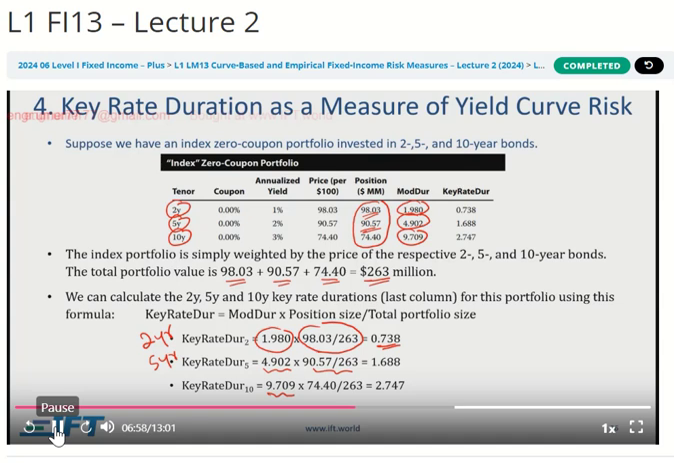And you know that, right? You know that. Because we know that the lesser the coupon, the higher the duration; the longer the maturity, the higher the duration, right? So we know this.